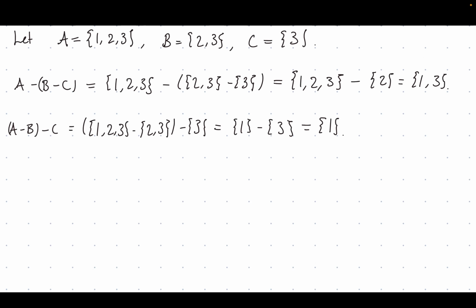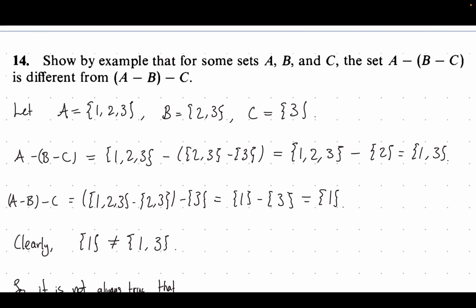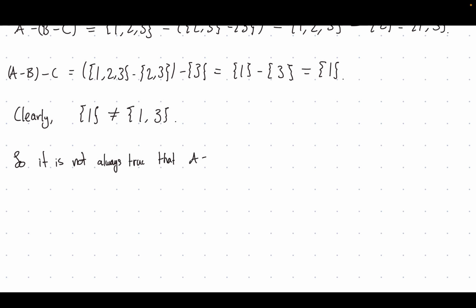And clearly, the set containing 1 is not equal to the set containing 1 and 3. So it is not always true that A minus B minus C is equal to A minus B minus C.